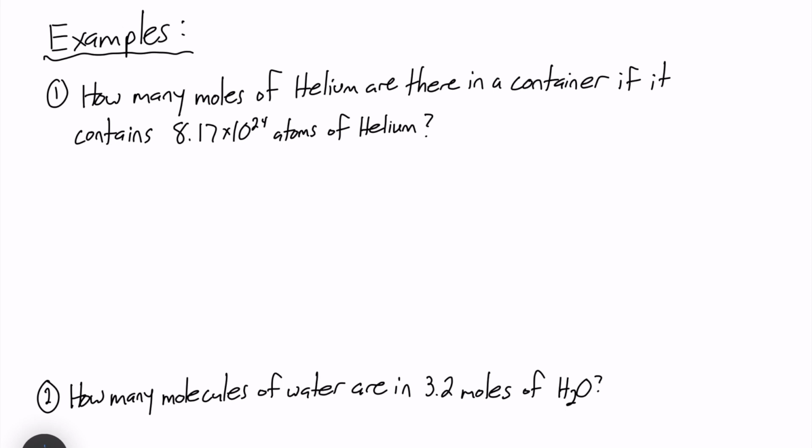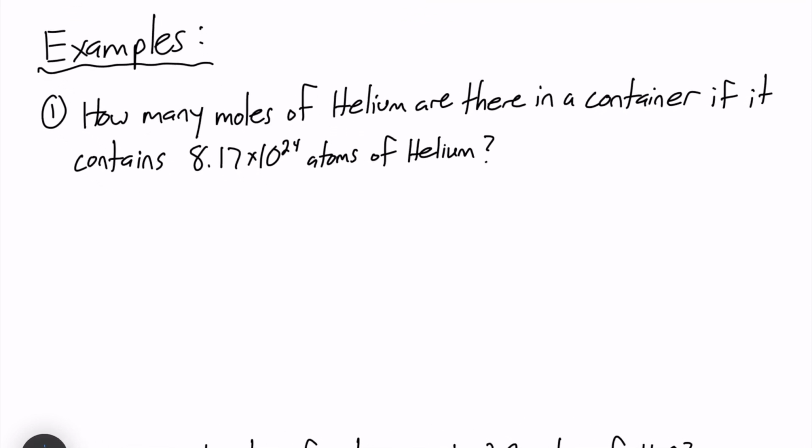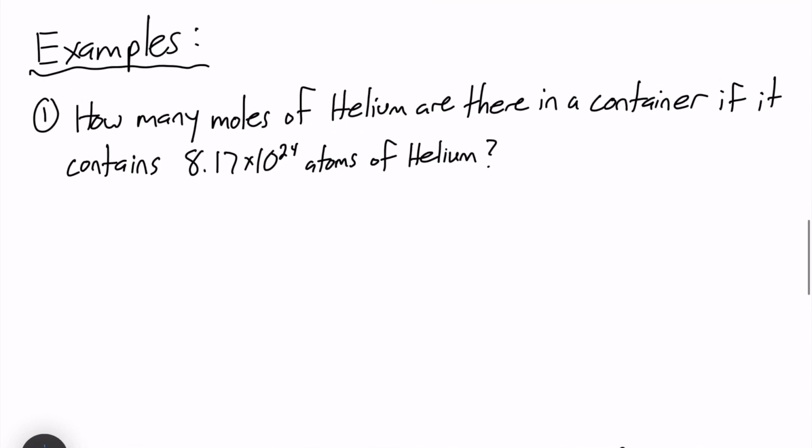So the first example, it says, how many moles of helium are there in a container if it contains 8.17 times 10 to the 24 atoms of helium? So all these types of questions really they're just unit conversions. Okay, so we are going to go ahead and see if we can solve this. So first off, we're going to start our question with exactly what we know. And we know we want to figure out moles of helium when we are given the amount of atoms of helium.